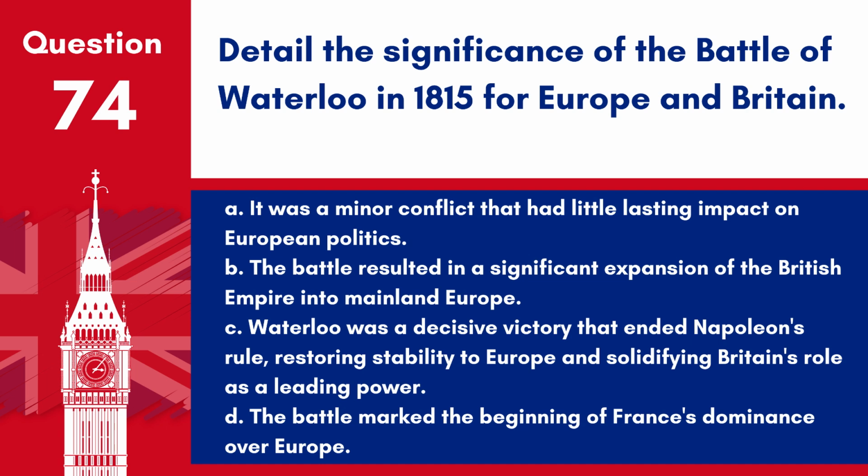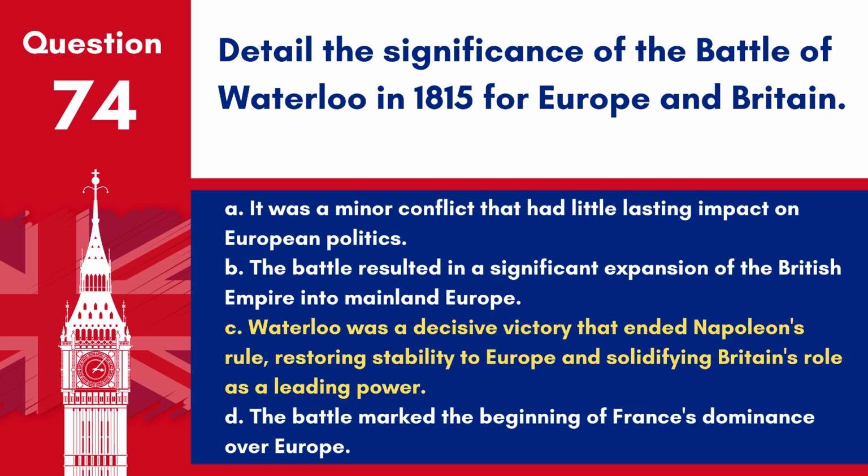Question 74. Detail the significance of the Battle of Waterloo in 1815 for Europe and Britain. A. It was a minor conflict that had little lasting impact on European politics. B. The battle resulted in a significant expansion of the British Empire into mainland Europe. C. Waterloo was a decisive victory that ended Napoleon's rule, restoring stability to Europe and solidifying Britain's role as a leading power. D. The battle marked the beginning of France's dominance over Europe.